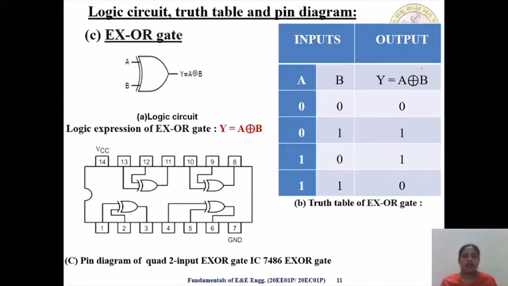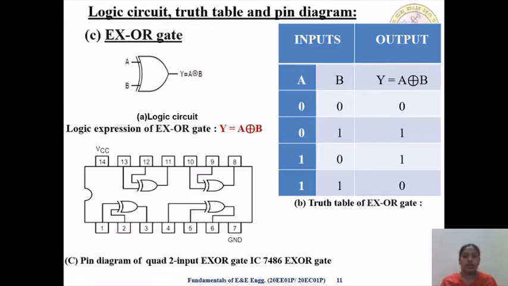And this is called the truth table of XOR gate. The IC used is 7486. Here also this is the pin diagram of XOR gate. It consists of 4 gates. The IC consists of 4 gates. So for that it is called as quad 2 input XOR gate IC 7486.